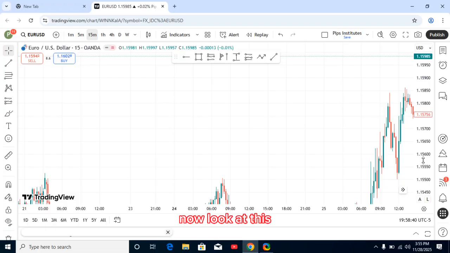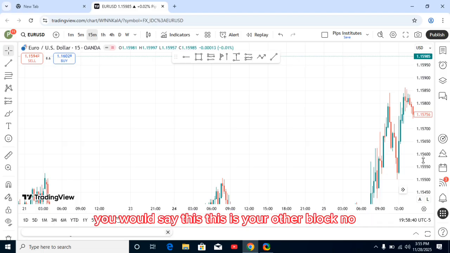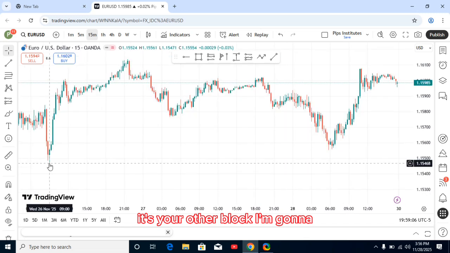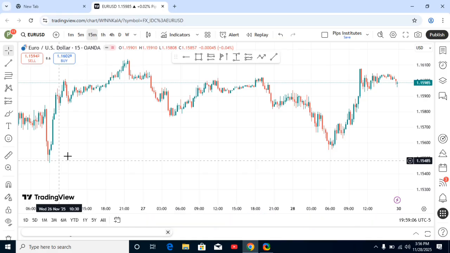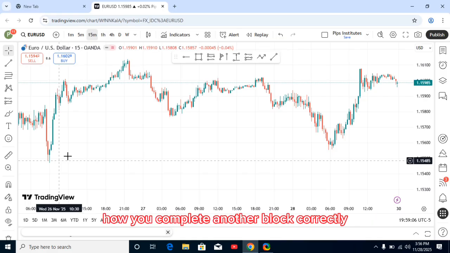Now look at this. If I should ask you how do you put your order block, you would say this is your order block. No, that's not your order block. This is your order block. This bullish candle right here, it's your order block. I'm going to be explaining in detail how you can plot order blocks correctly, not the way you're plotting it. The way you're plotting it is very, very wrong.